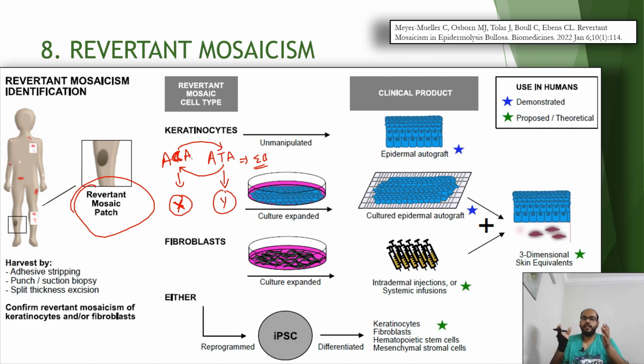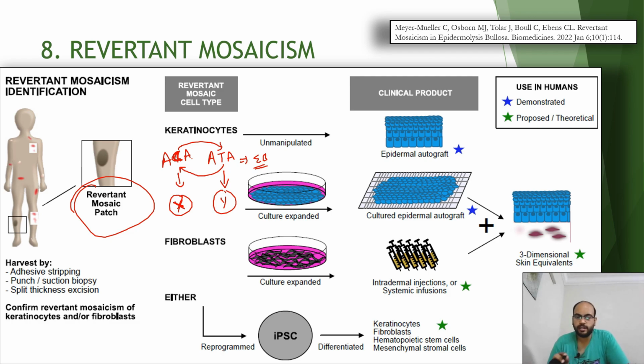And because you have an area of the body which doesn't have the clinically presentable mutation, that area would behave just as normal skin would. So you can use that area as a source of normal cells. So in a patient of, let's say, autologous transplantation, you can take samples from the unaffected area, culture it, make a graft, and then put it back on the affected eroded area. So that is the concept of revertant mosaicism.